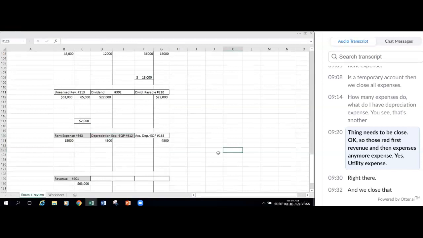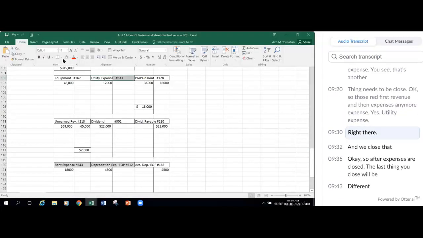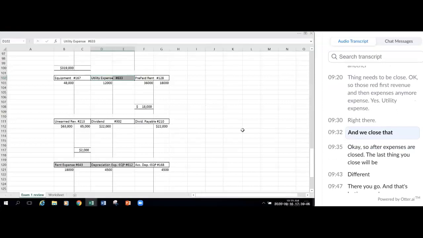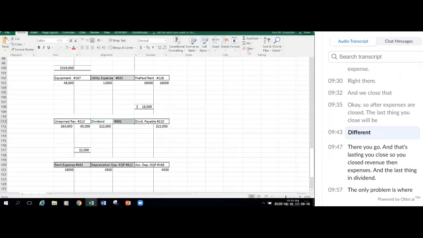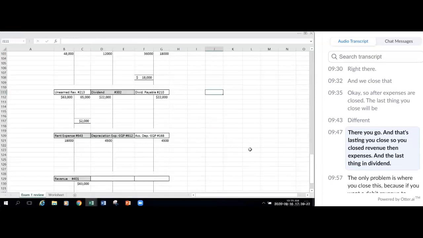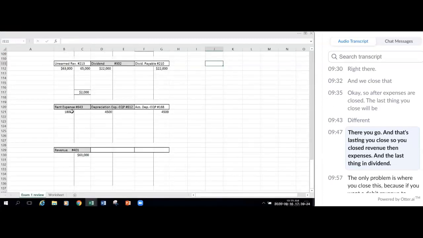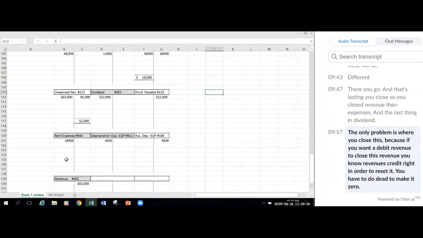Okay. So first revenue and then expenses. Any more expense? Yes, utility expense. Right there. And we close that. Okay. So after expenses are closed, the last thing you close will be dividend. There you go, and that's the last thing you close. So you close revenue, then expenses, and the last thing is dividend. The only problem is where do you close this?